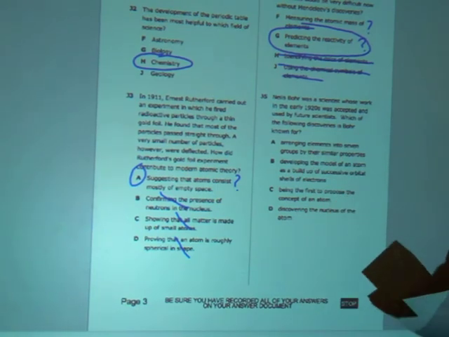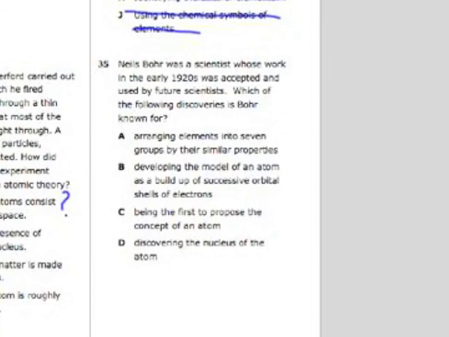35. Niels Bohr was a scientist whose work in the early 1920s was accepted and used by future scientists. Which of the following discoveries is Bohr known for? Arranging the elements into 7 groups by their similar properties. Is that something Bohr did? No. Y'all seem questioning on that. Okay, developing the model of an atom as built in successive orbital shells of electrons? Yes. Okay, y'all say yes on that one.